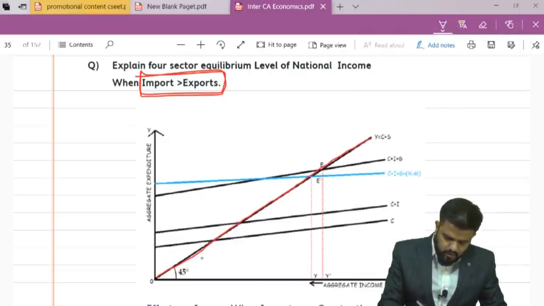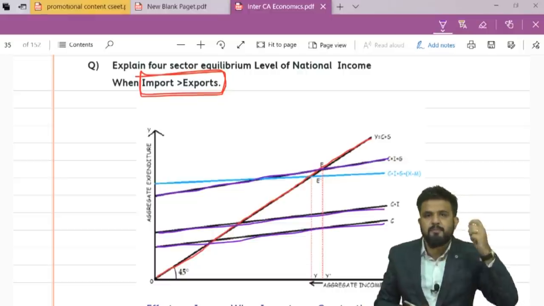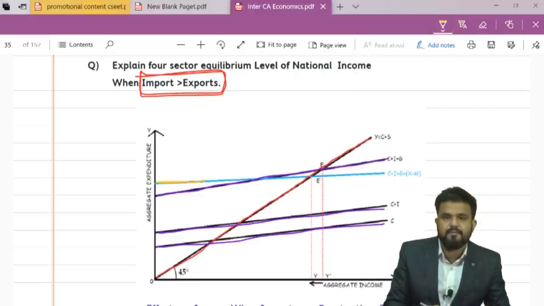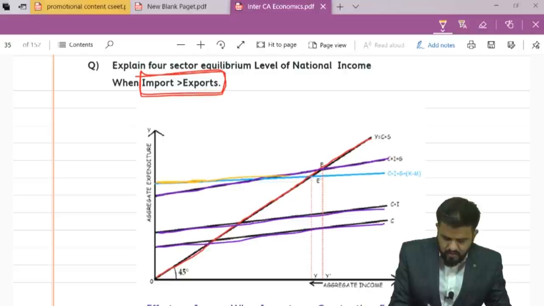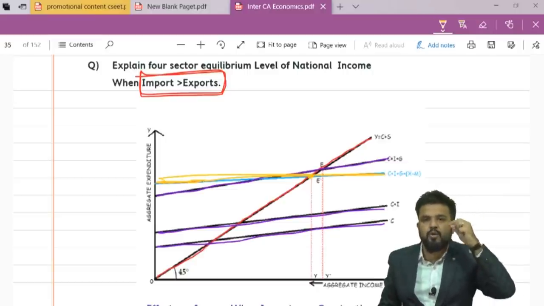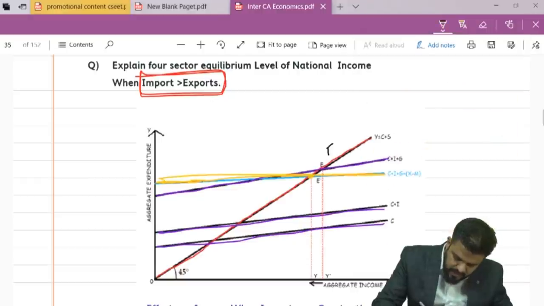Then this is your consumption C. Then it will be C plus I. Then it is C plus I plus G. But now, since imports are more than exports, my dear students, what will happen? This yellow color curve will become a little flatter and it will cut national income below its original equilibrium. So original equilibrium is E and new equilibrium is somewhere here, E1.